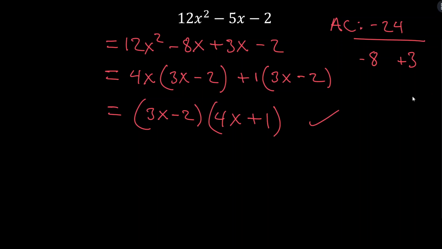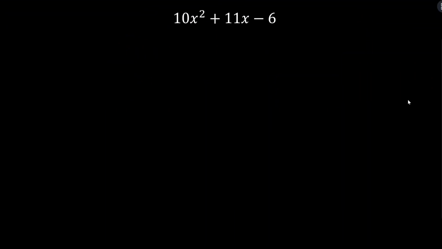Let's see, do we have one more example? I think this is the last one. Last example. All right, let's finish strong. So a times c, 10 times negative 6, that is negative 60. We need numbers that multiply together to be negative 60 and add together to be positive 11.